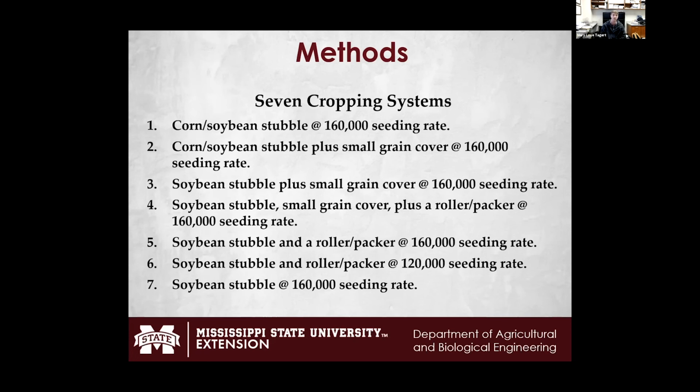The cropping system 5 was a soybean stubble and a roller packer at 160,000 seed per acre. Cropping system 6 would have kind of been a lot of our common producer standard here with soybean stubble and a roller packer with 120,000 seeding rate. And then cropping system 7 was simply soybean stubble at 160,000 seed per acre.